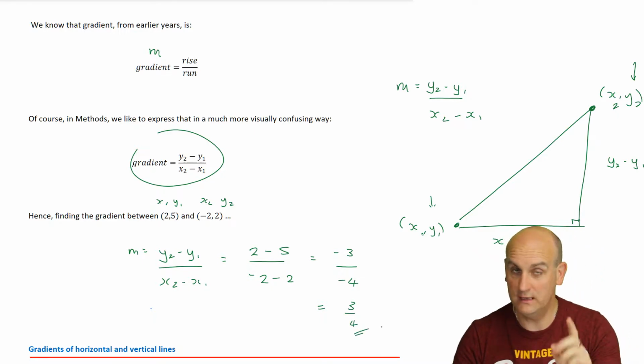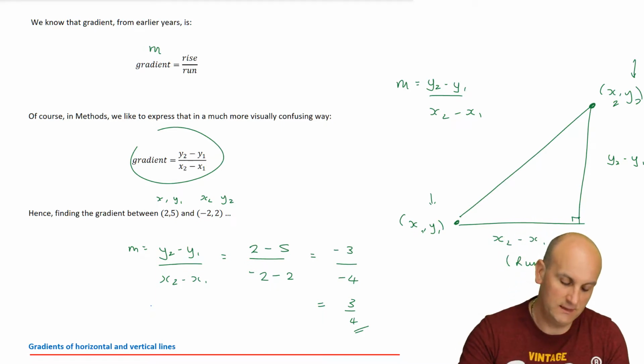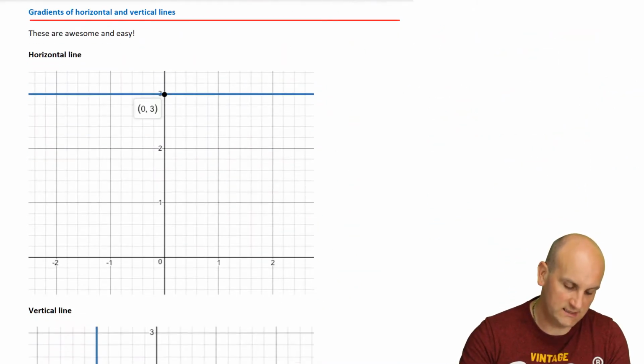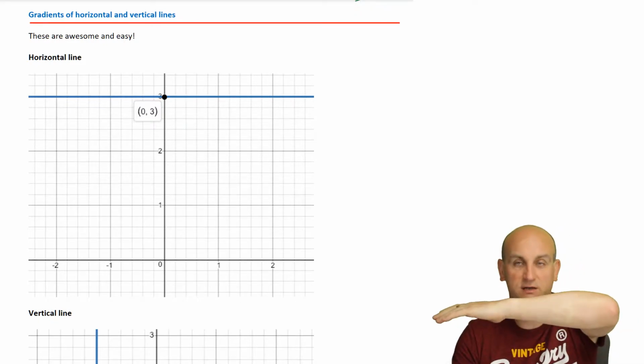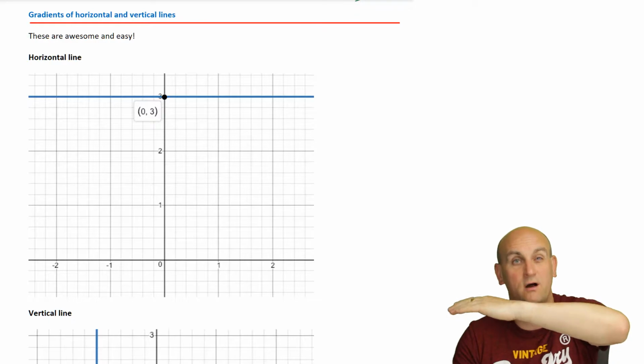I know, it does actually come in handy in the next video, but then we move on to the very exciting idea of gradients of horizontal and vertical lines. We've already said that for differentiation, gradients of horizontal lines are 0.